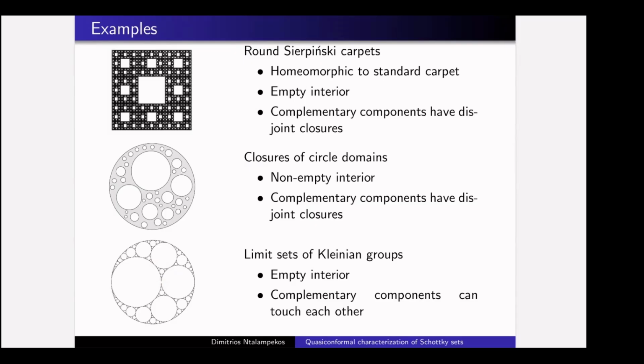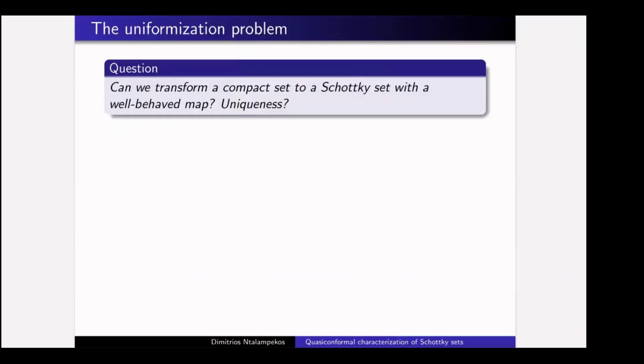All right, so we are interested in the so-called uniformization problem for Schottky sets. We want to understand when we can transform a given compact set to a Schottky set with a well-behaved map. And if we can do this, what can we say about uniqueness? We are interested in doing this because Schottky sets enjoy some very strong geometric and analytic properties. They also have rigidity properties. So they can help us study the given set in a better way.